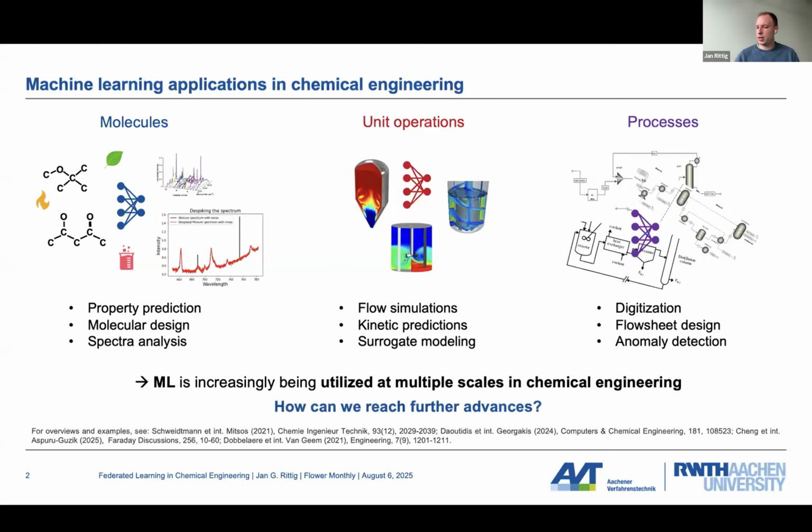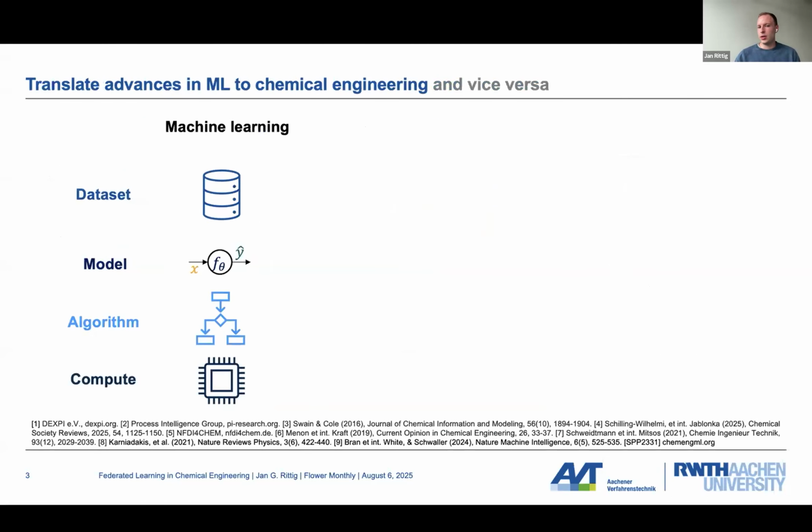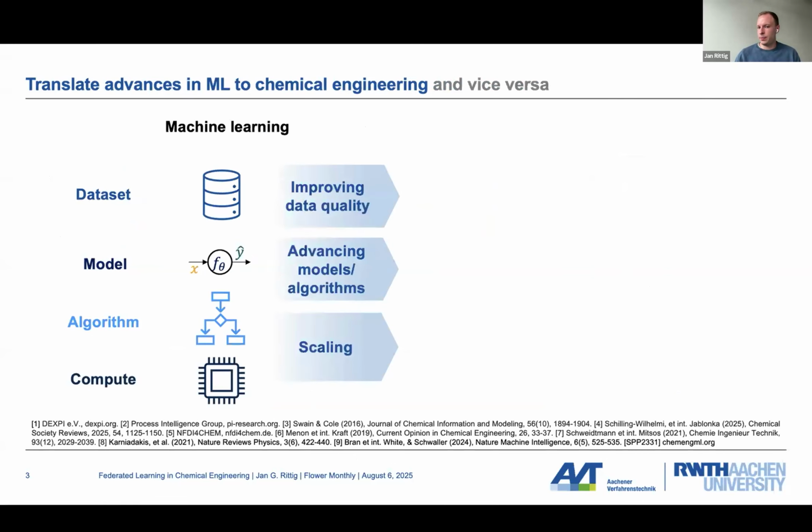And a major question here is, how can we reach further advances in these fields? So if you look at the machine learning parts, we have typically some data set, a model, an algorithm for training, and then we also need some compute. And to advance machine learning, also for chemical engineering, there are different ways, and some of them include improving the data quality, also advancing the models and algorithms, and scaling data sets, models, and compute.